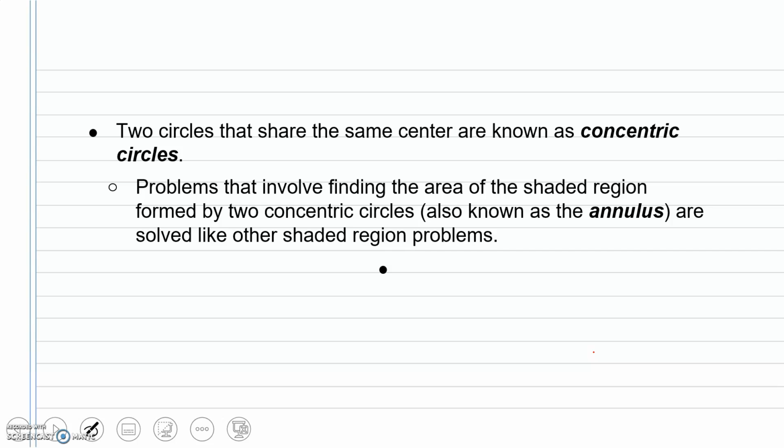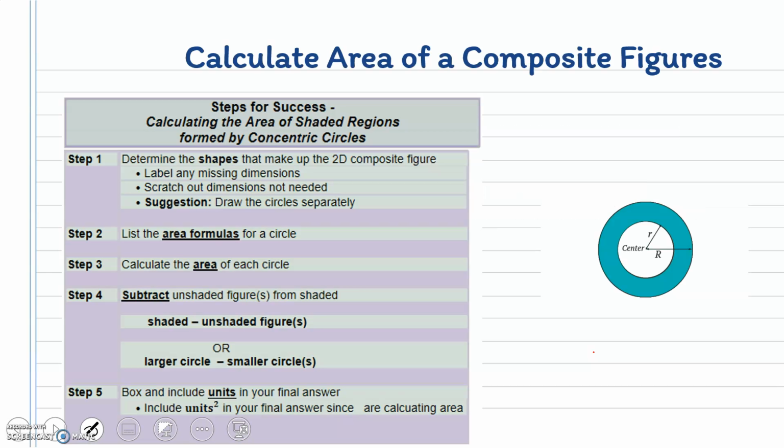Now, sometimes you might see composite figures with two circles together. Two circles that share the same center are known as concentric circles. We're going to find the area of the shaded region with those concentric circles. It's still the exact same steps, and we're just making sure we understand the radius and diameter.